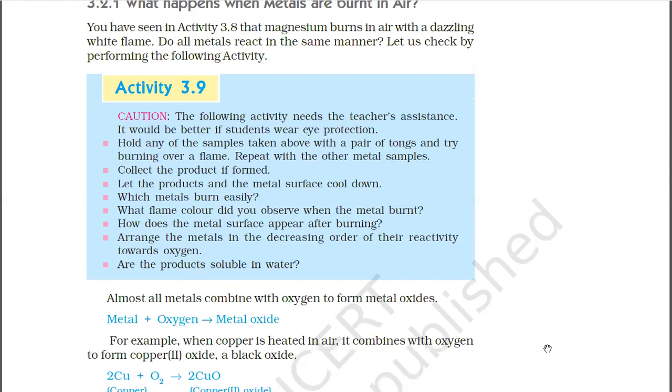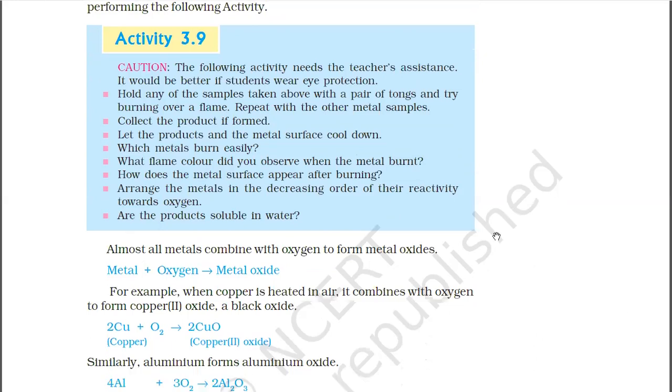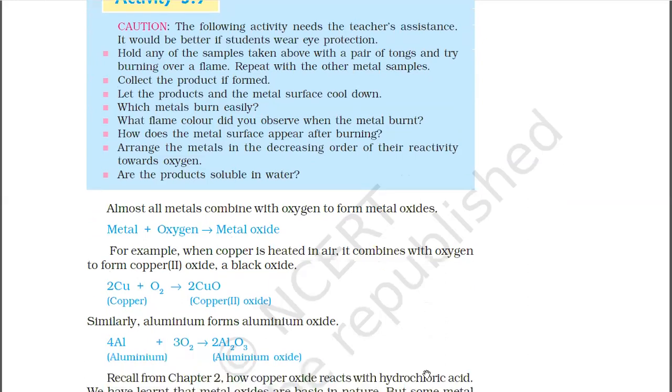Hold any of the samples taken above with a pair of tongs and try burning over a flame. Repeat with the other metal samples. Collect the product if formed. Let the products and the metal surface cool down. Which metals burn easily? What flame color did you observe when the metal burnt? How does the metal surface appear after burning? Arrange the metals in the decreasing order of their reactivity towards oxygen. Are the products soluble in water?